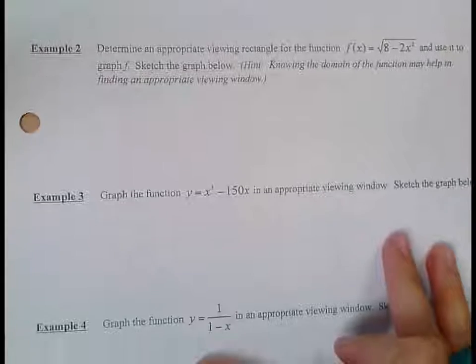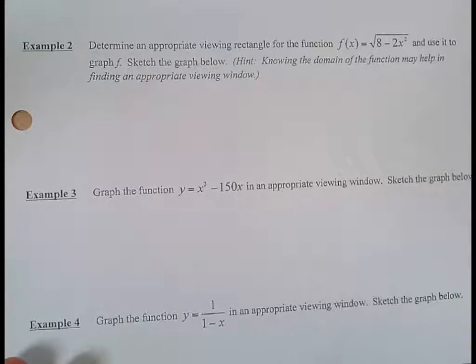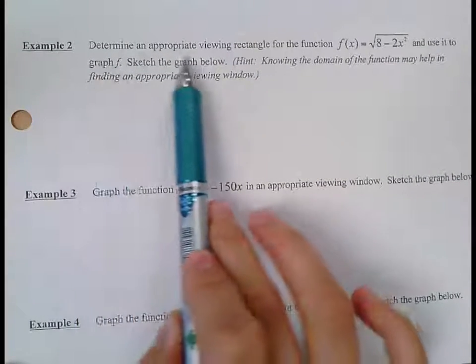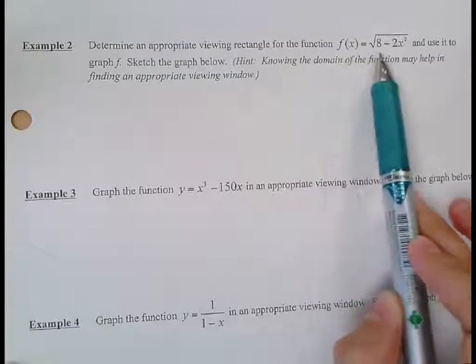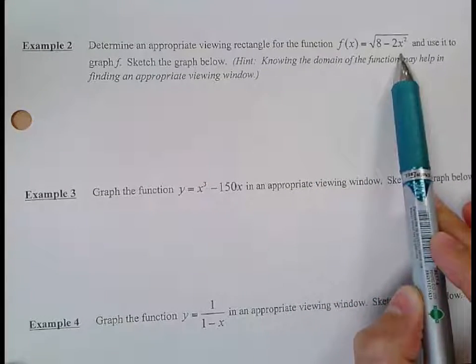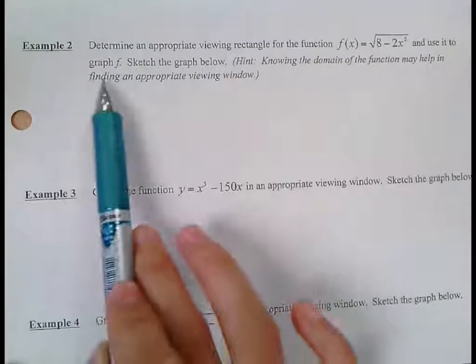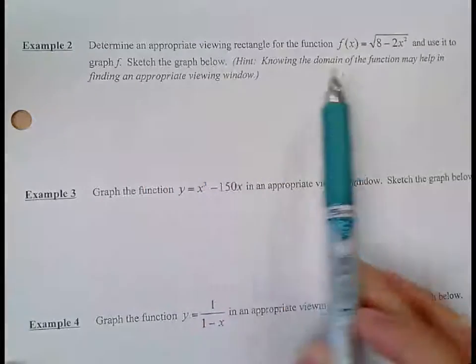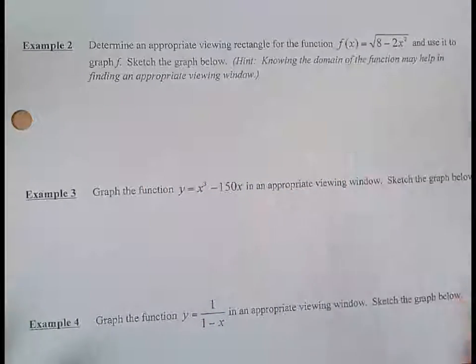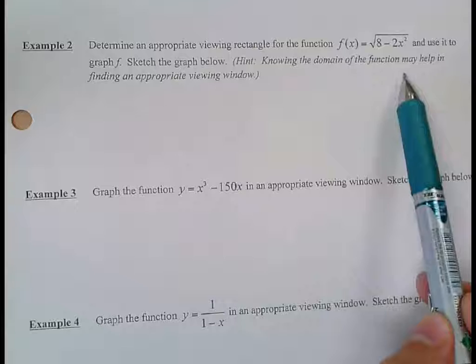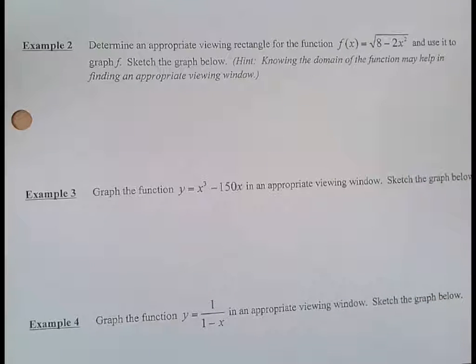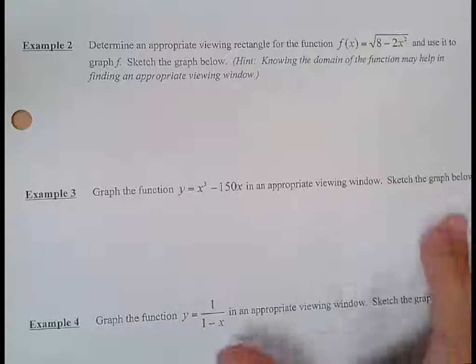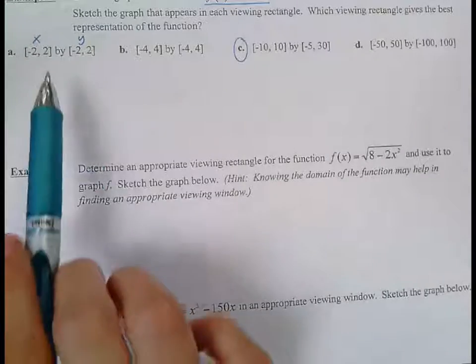When we got to example 2, it says determine an appropriate viewing window for the function f of x equals the square root of 8 minus 2x squared, and use it to graph f and sketch the graph below. And then I did give a hint. For some functions, if you know the domain of the function, it could help you in finding an appropriate viewing window.